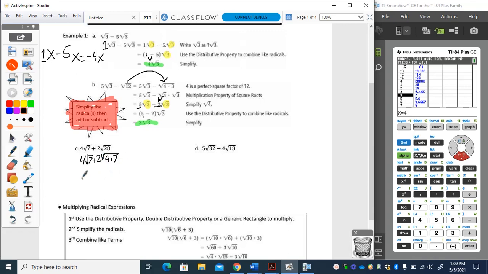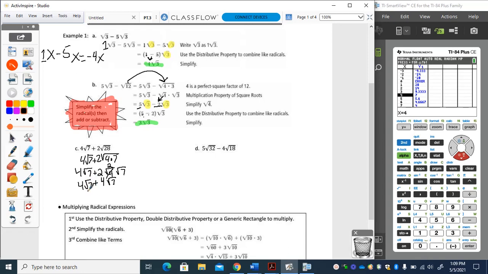Can we break down the square root of 4 times 7? Yes. So we have 4 times the square root of 7 plus 2 times the square root of 4 times the square root of 7. Can I simplify either of those? Well, yeah, the square root of 4 is 2. So now I have 2 times 2, which will get me 4. So I have 4 square root of 7 plus 4 square root of 7.